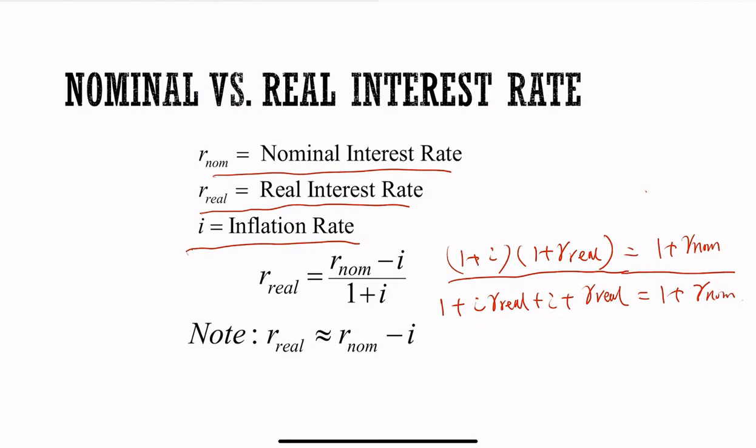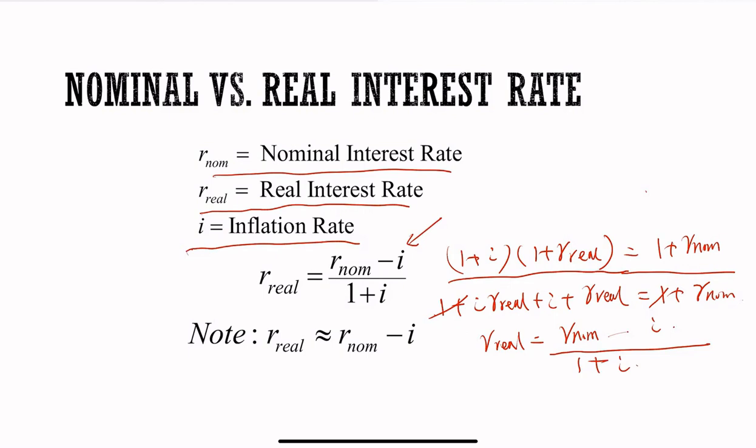And you can see that this 1 will just disappear. And we can find out the real interest rate equals the nominal interest rate minus I and 1 plus I. Right. So that's how you get this formula here.